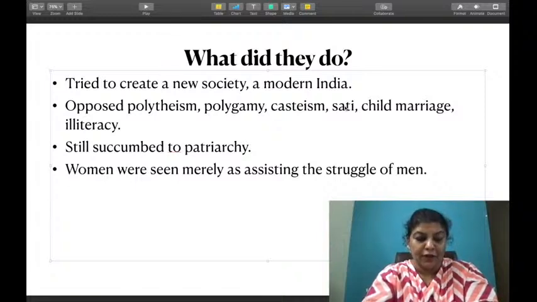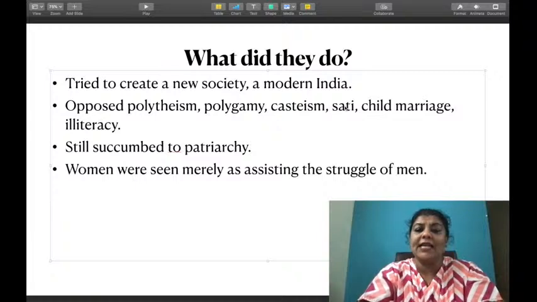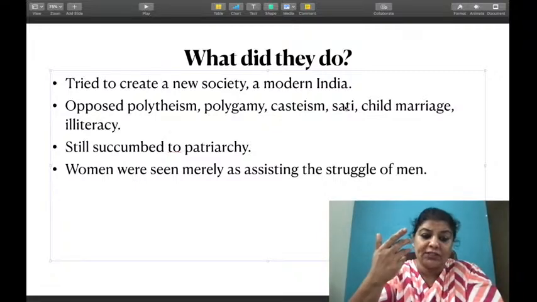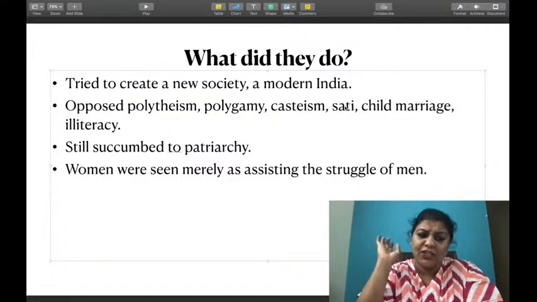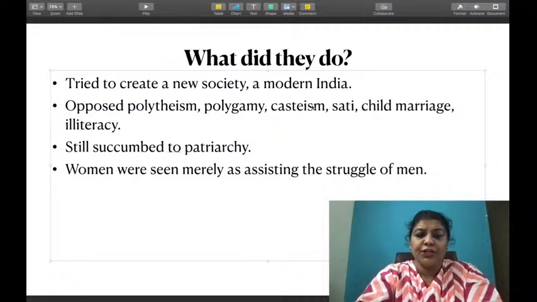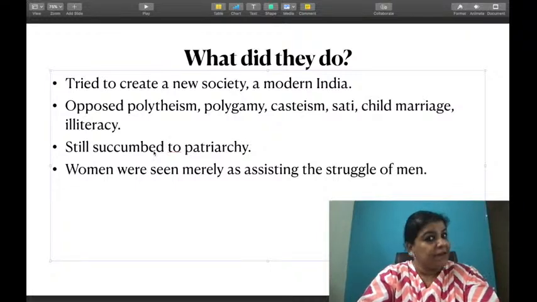And these reformers led to a wholesale renewal of the Indian society. There was a complete change in Indian society during this time. But women still succumbed to patriarchy. That is an interesting thing. Women still were subjugated by patriarchy. Women leaders were seen merely as assisting the struggle of men.